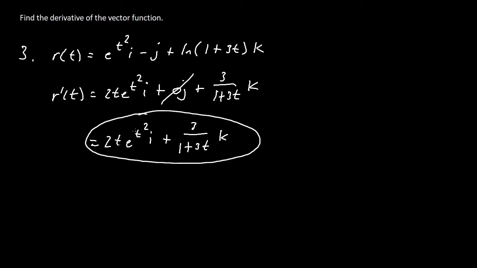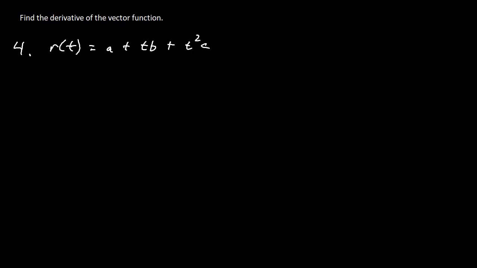That is the derivative. For number four, we have r of t equals a plus t times b plus t squared c. Because there's a, b, and c, it might look a little confusing, but treat these as the unit vectors, similar to i, j, and k.